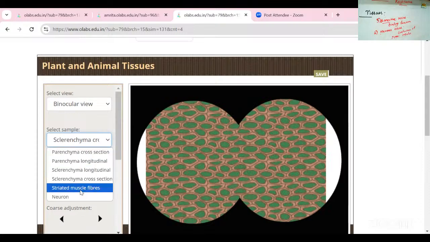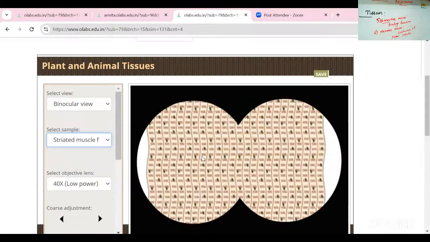The next one is striated muscle fibers. In our body, the muscle fibers are made up in this way. So look at these muscles.